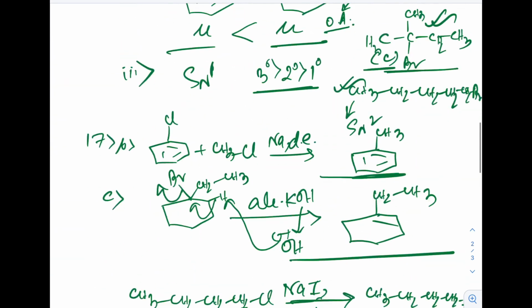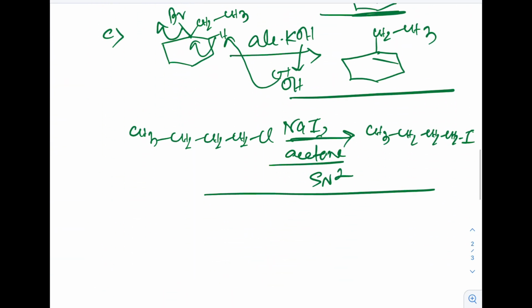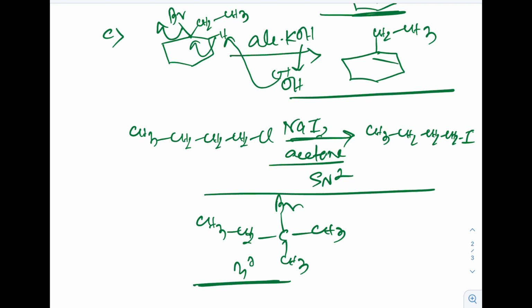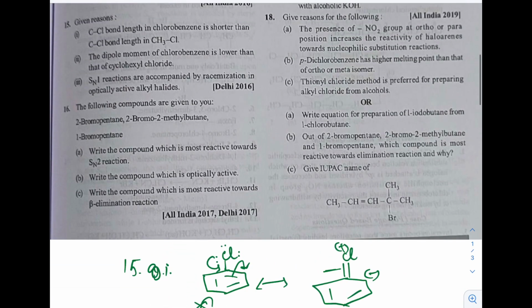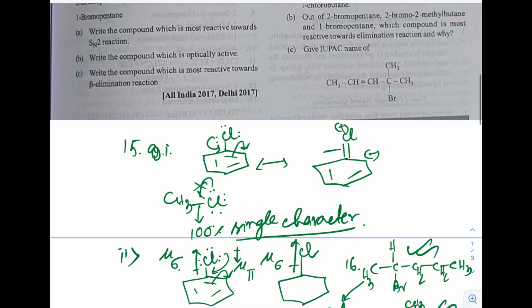The structure of 2-bromo-2-methylbutane is like this: CH3, CH2, C, CH3, CH3Br. Look at this. This is a 3-degree alkyl halide, and that's why it is the fastest participant in any elimination reaction. Well, it's done.